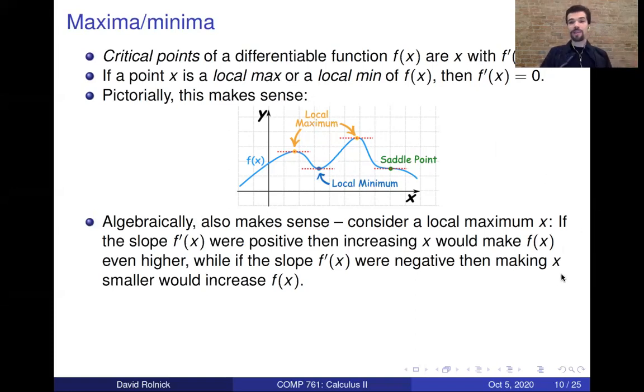Algebraically, this also makes sense. If the slope were positive, then increasing x would make f of x even higher. If the slope were negative, then making x smaller would increase f of x.